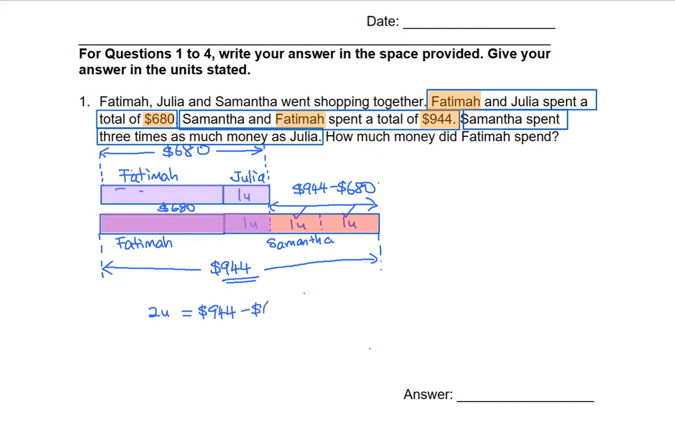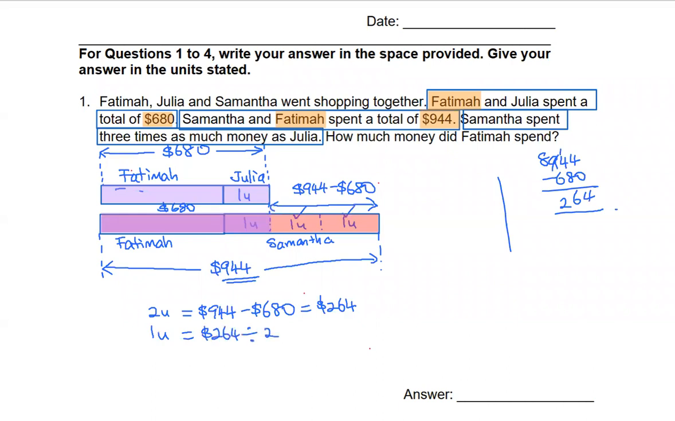Which means this 2 units is actually equal to 944 take away 680. Doing some working at the side. 944 minus 680 will be $264. And if I know 2 units, can I find 1 unit? I can, right? So which is 264 split equally into 2 units. That'll give me, you can do division if you want.